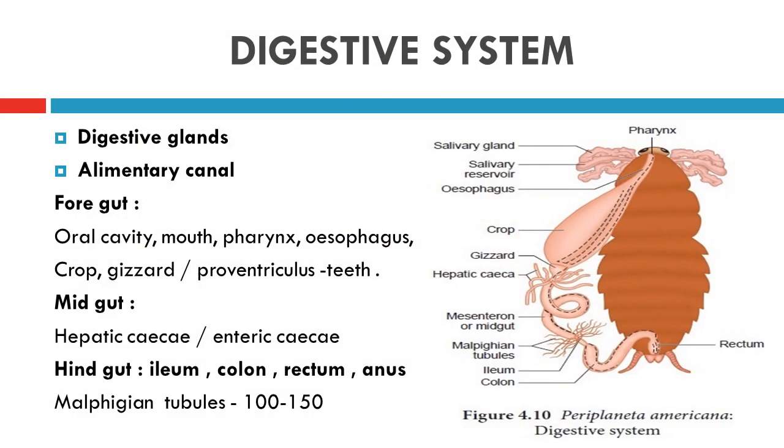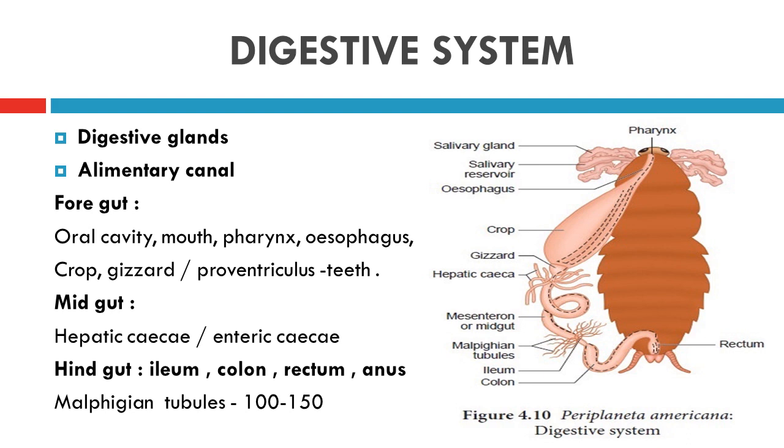The first one is the digestive system, right? The digestive system is so simple. Our digestive system consists of one long alimentary canal as well as the digestive glands. The same here too, and the cockroach also consists of one long alimentary canal. What do we mean by alimentary canal? It commences from the mouth and ends with the anus. So one large and long alimentary canal is there, along with some digestive glands also.